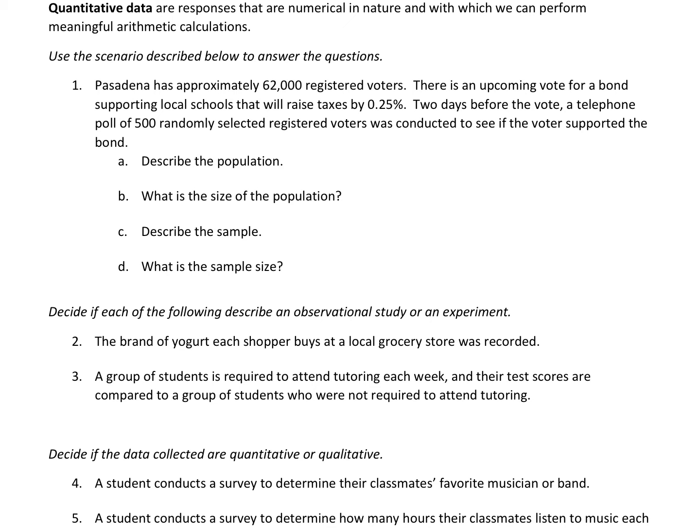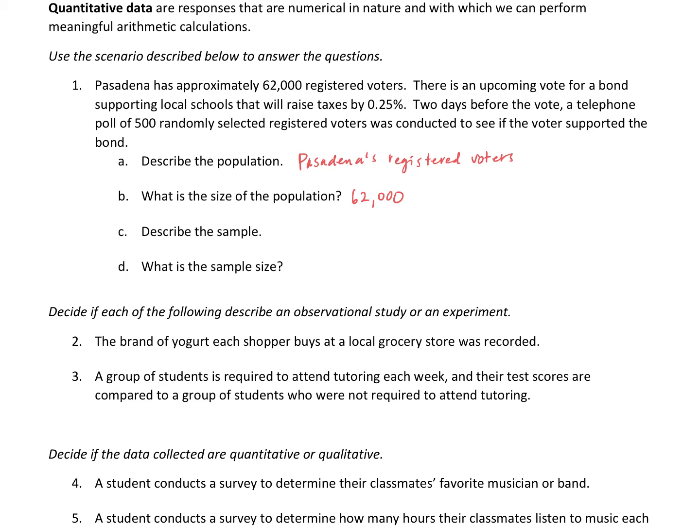A is describe the population. So the population would be the registered voters of Pasadena. What is the size of the population? 62,000. So probably you're not going to be able to talk to all 62,000 registered voters. So instead, you're going to do a sample.